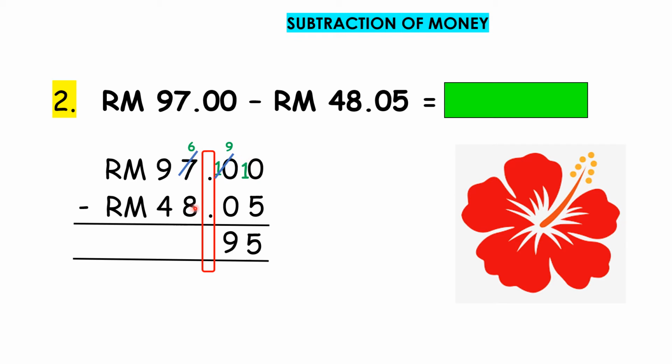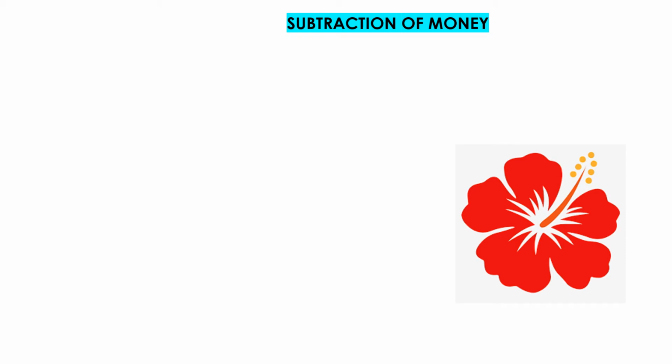6 minus 8 also cannot because 6 is smaller than 8. So we have to borrow from 9. Borrow 1 from 9, so 9 becomes 8. Give 10 to 6, so 10 plus 6 equals 16. So 16 minus 8 equals 8. And 8 minus 4 equals 4. So write the dot symbol and RM. So the answer is 48 ringgit and 95 cents.